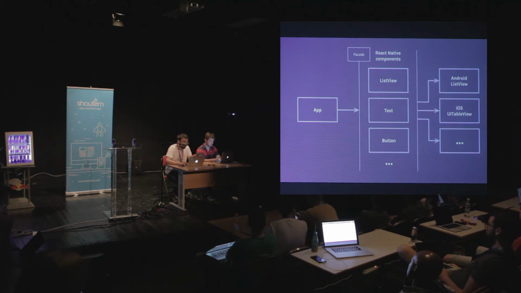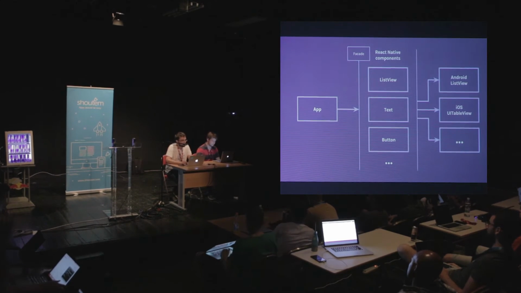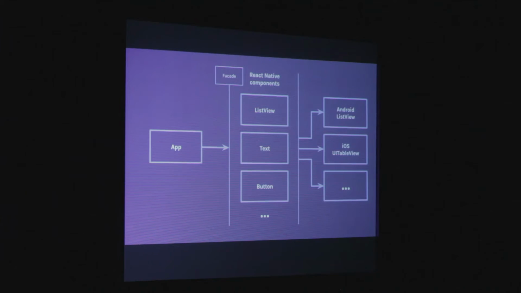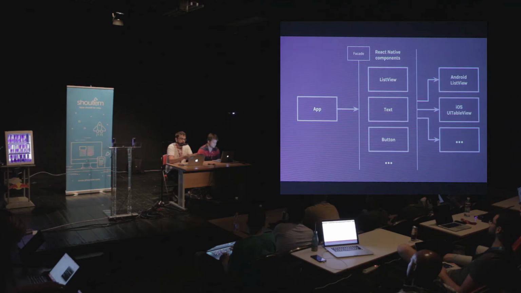So to recap, there are two things that React Native provides. That's the JavaScript bridge that you're using to send calls to the native side, so that you can use native components. And the second thing, you don't need to think about native components directly, but you're using a facade, which are components provided by React Native, such as list view, text, button, and so on, which are shared across the platforms, or which are the same.